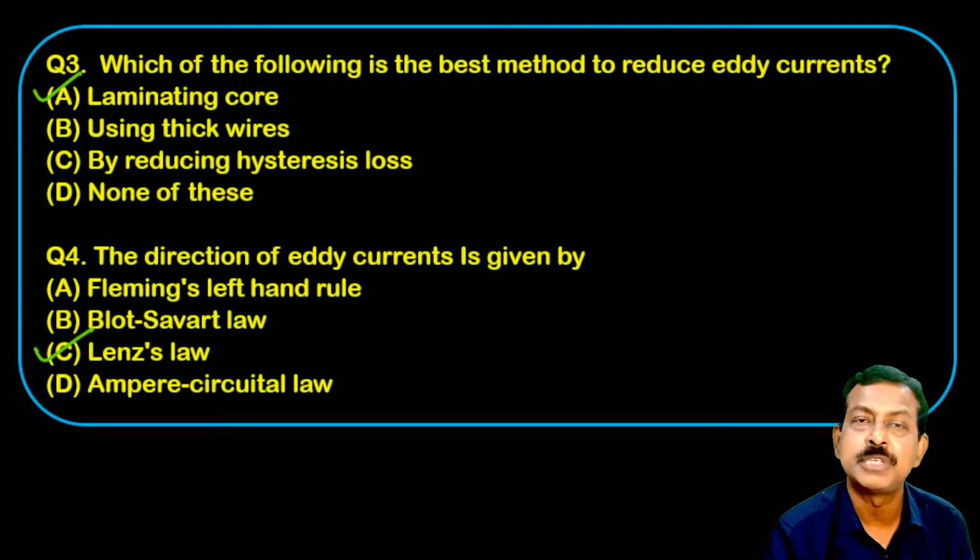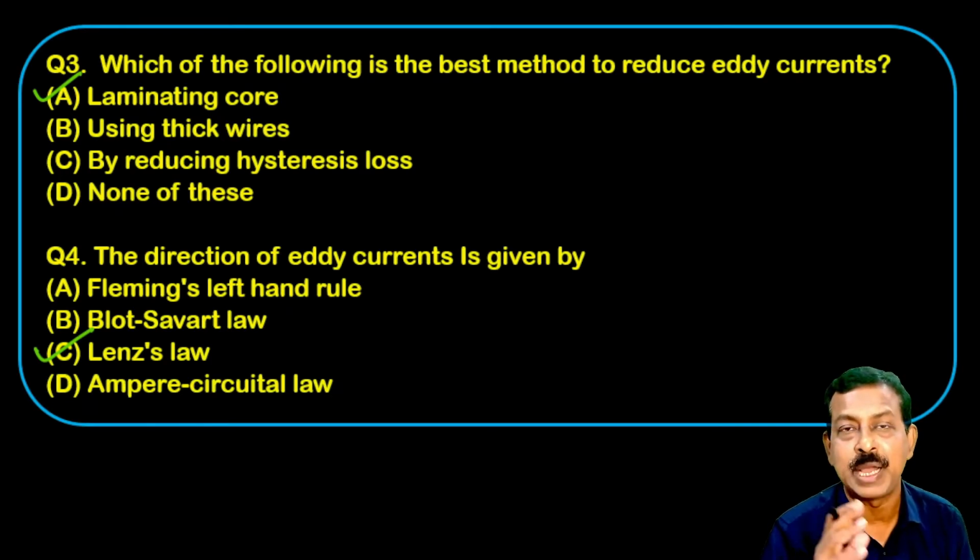Fleming's left-hand rule, you know, will give you the direction of the force on a current carrying conductor which is kept in a magnetic field. Biot-Savart's law you can use to find the magnetic field at a point due to a current element. And Ampere's circuital law, we apply to a closed loop to find the magnetic field due to different current carrying conductors.